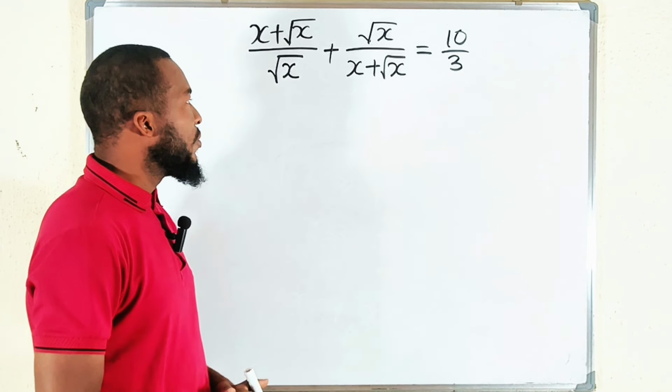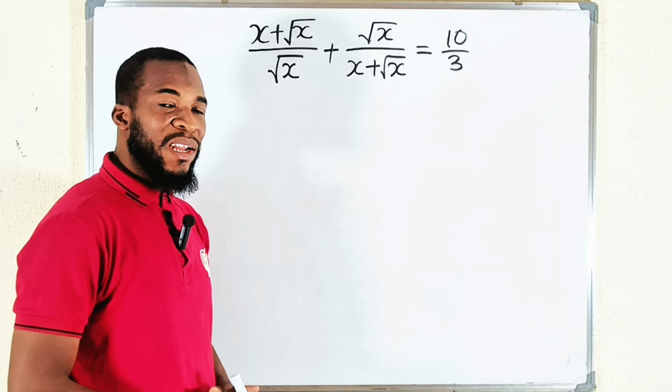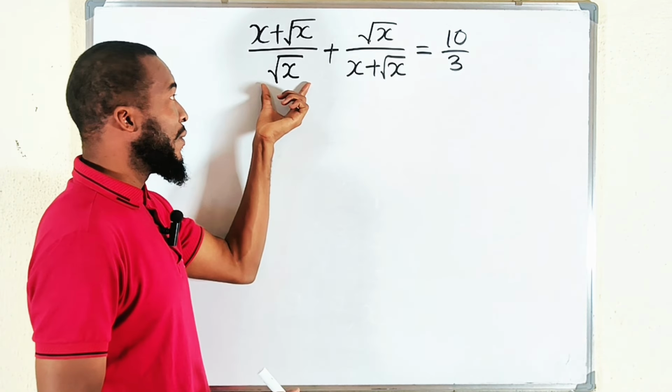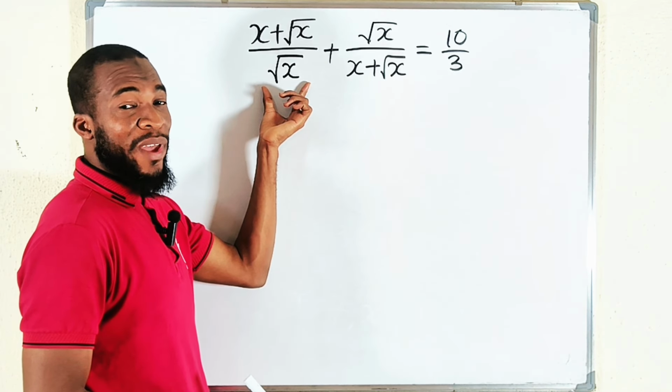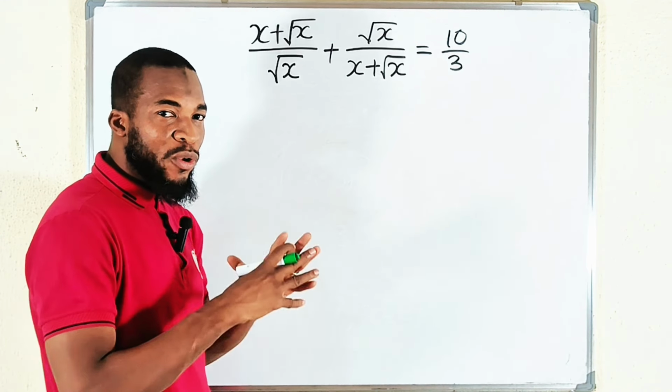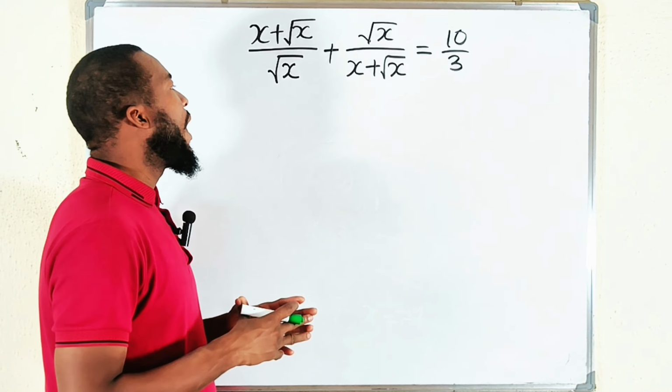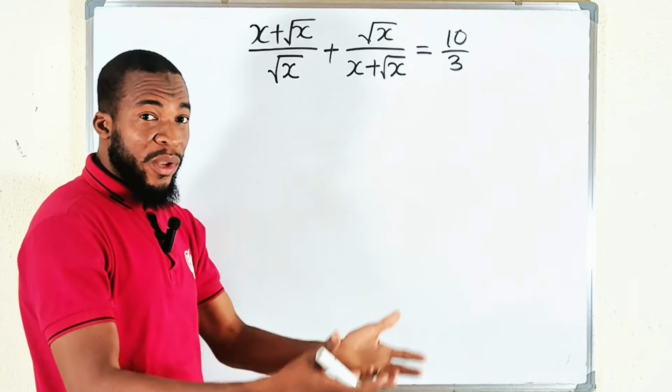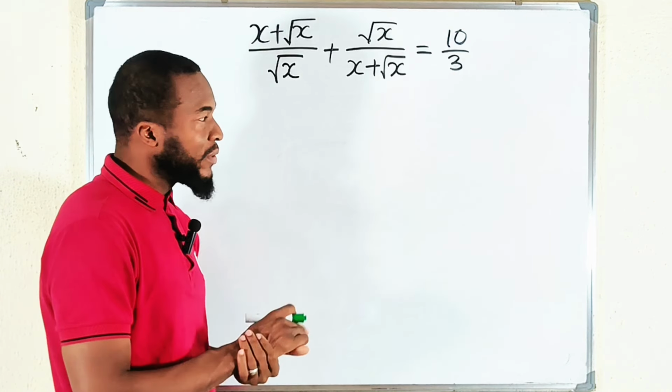Before we start, you should know that x has to be greater than 0. Why? Because we have a denominator here of square root of x. What if x is 0? Square root of 0 is still 0, and you know we don't divide by 0. And x can't be negative because in the real world, we don't have negative square roots.